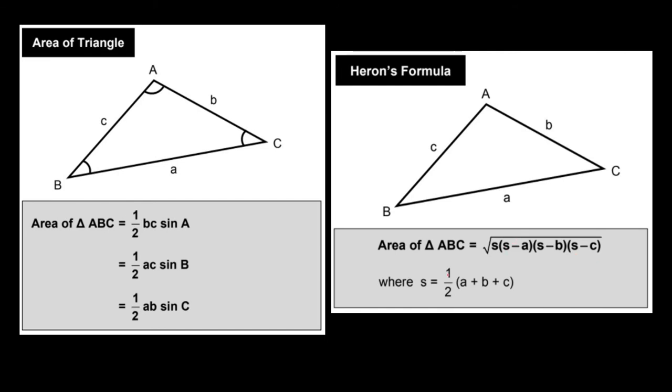Okay, how to find S? S equals 1 over 2 times a plus b plus c. Again, S equals 1 over 2 of length a plus length b plus length c.